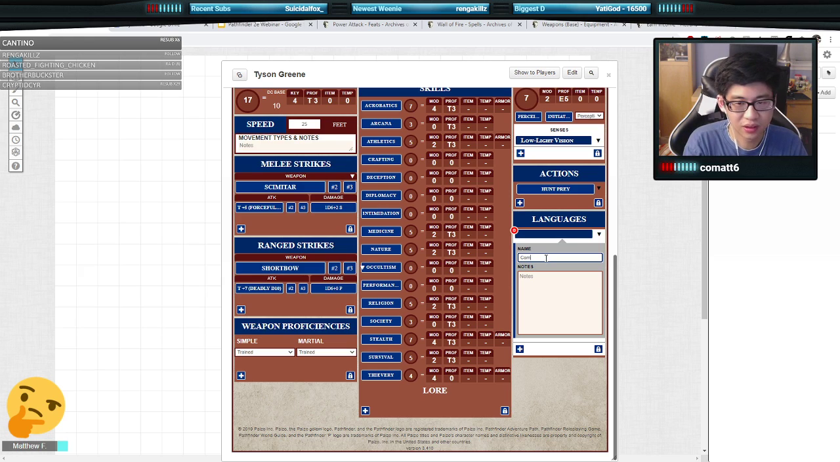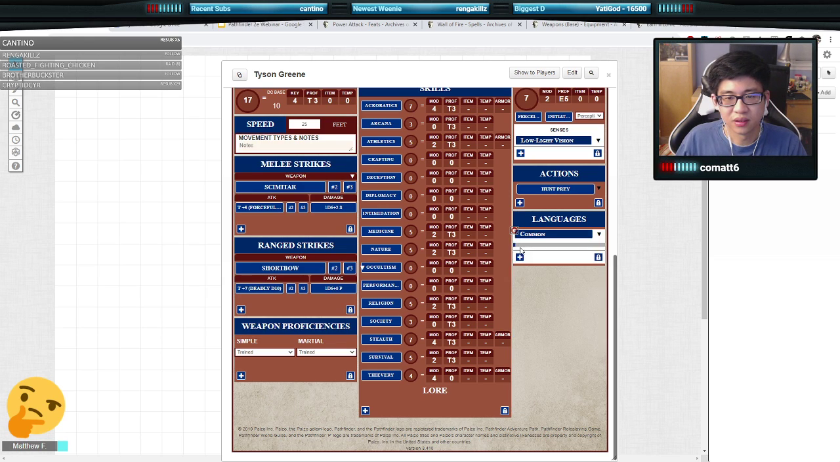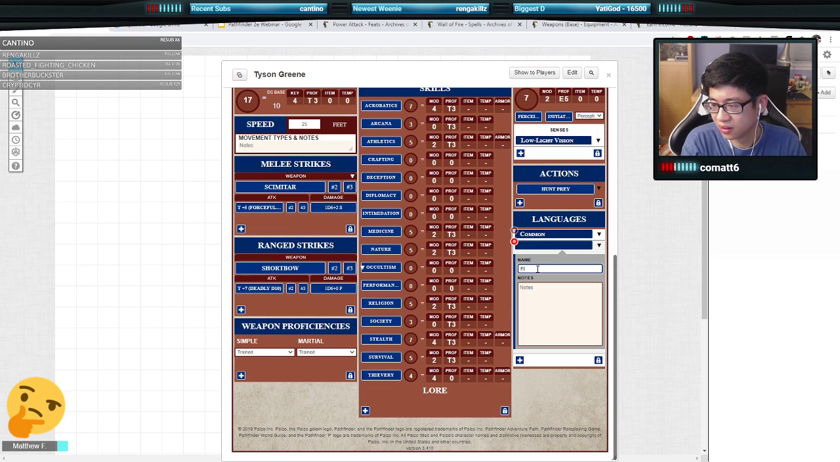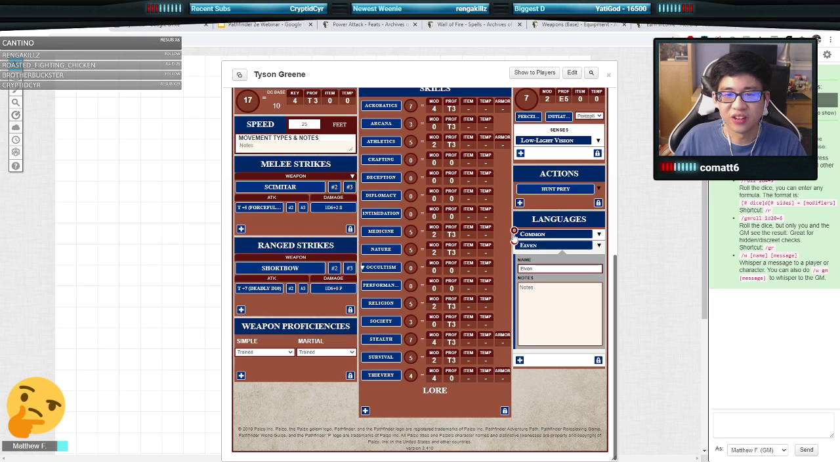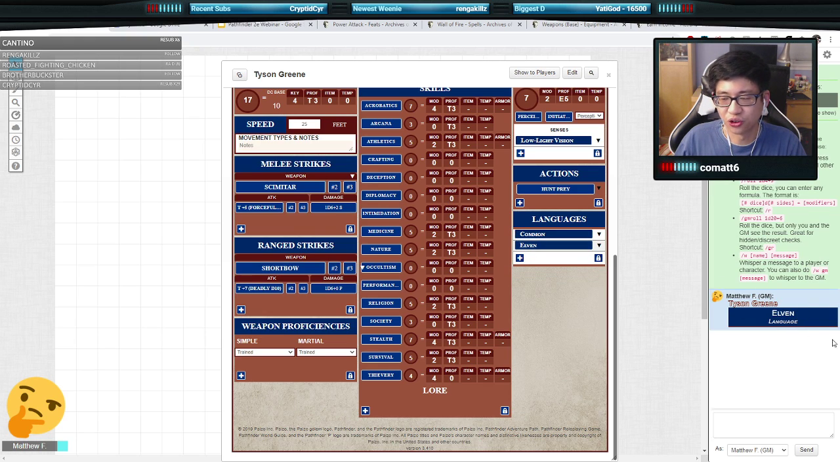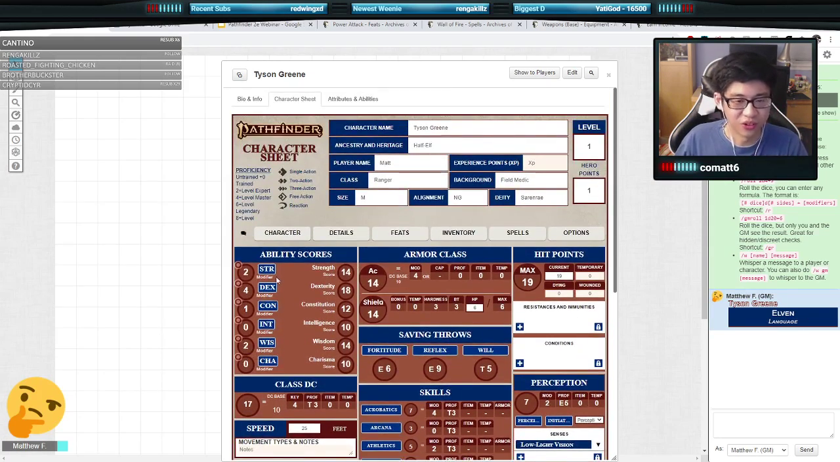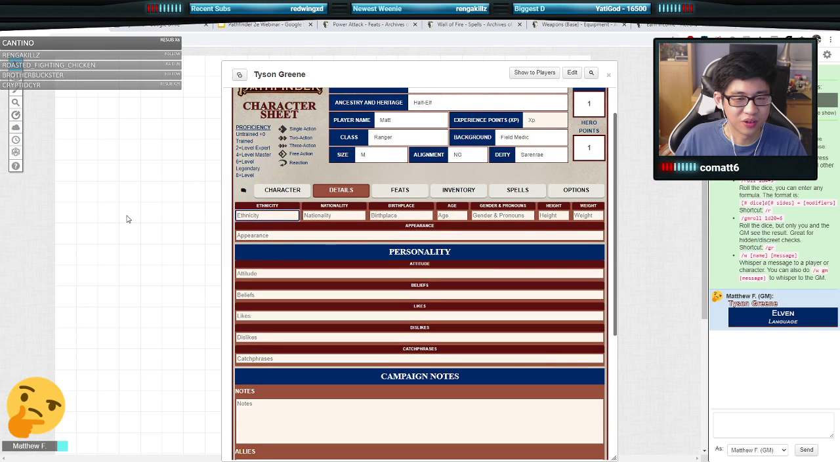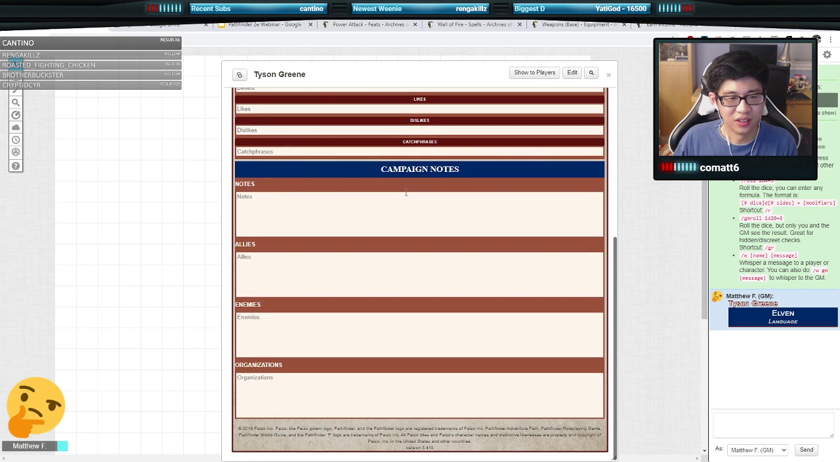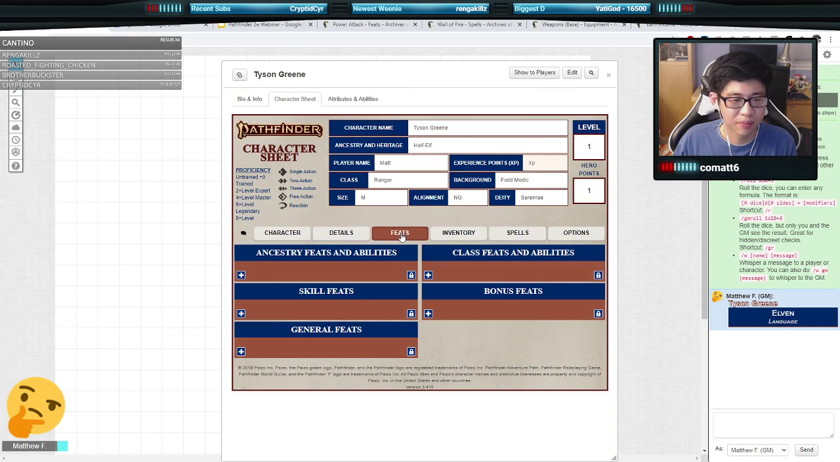Languages, common, and Elven. The problem here is that if you click on one of these things, it's going to show up over here on the right. It gets annoying, but you'll get used to it and avoid doing that later. Details, you can put in irrelevant stuff like ethnicity, nationality, birthplace, age, gender, pronouns, height, weight, appearance, personality, whatever. This is all flavor. I'm not going to tell you how to fill this out. You can fill this out however you like and include as much or as little data as you'd like here.